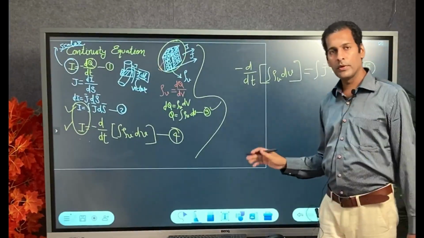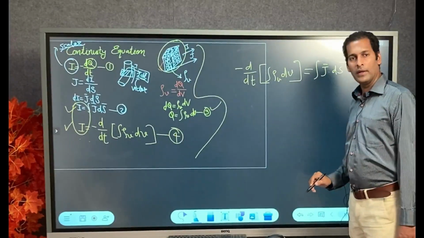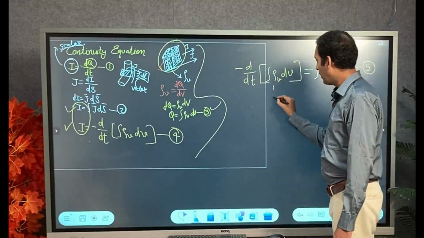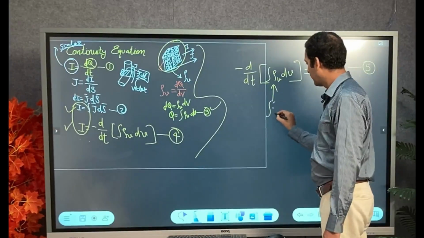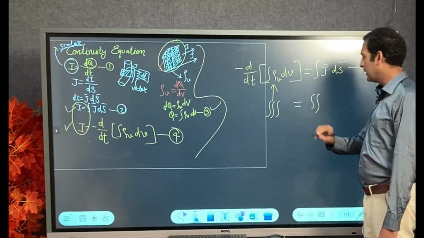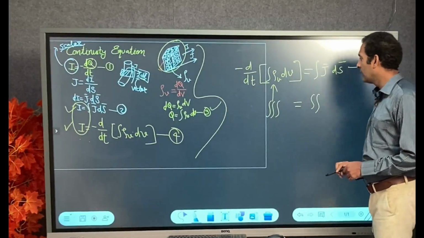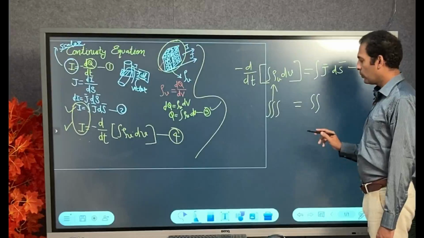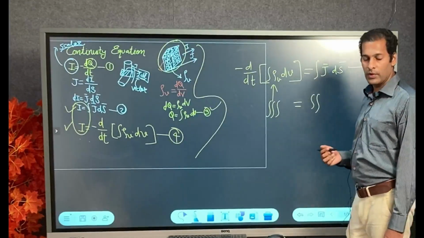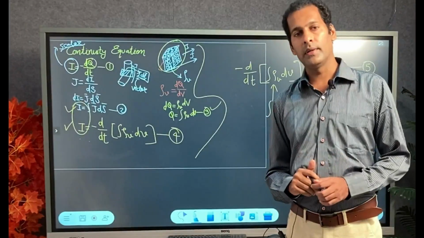Say this is expression number 5. Now here if you observe, these two terms have different kinds of integration. Here we have triple integration. Here we have double integration. So what we have to do? We have to equate them. Before equating them, we have to remember the theorems. We have discussed two theorems. They use the del operator.